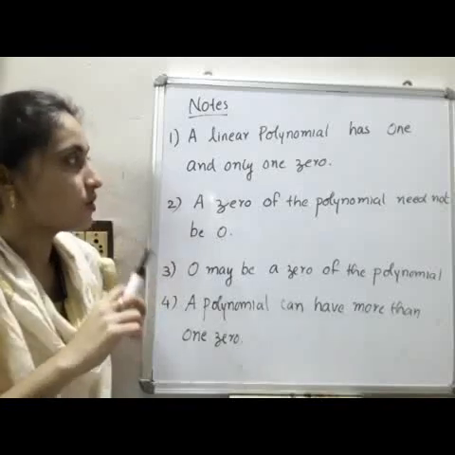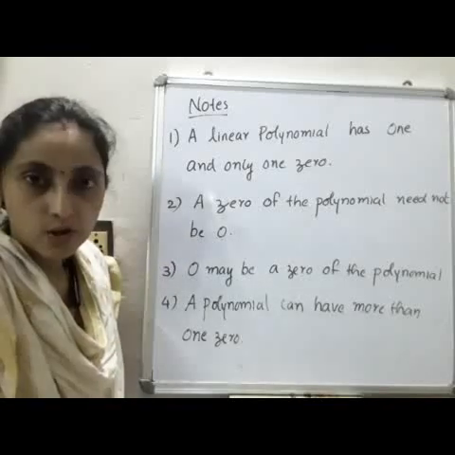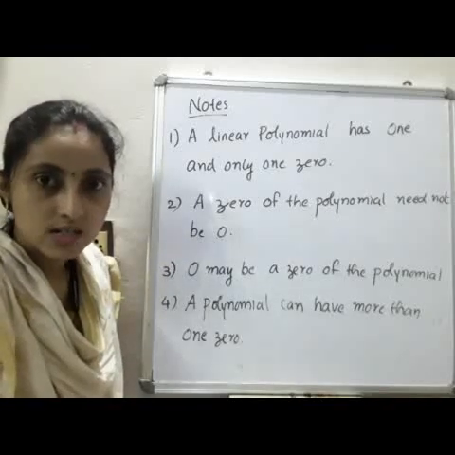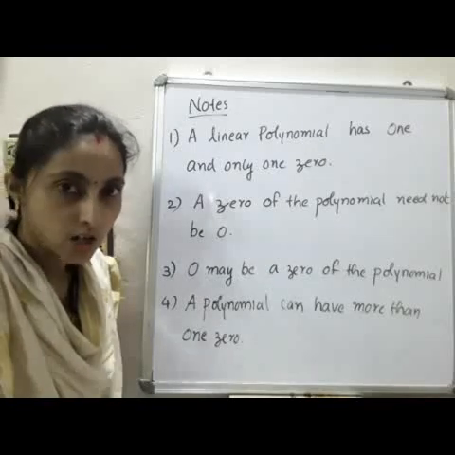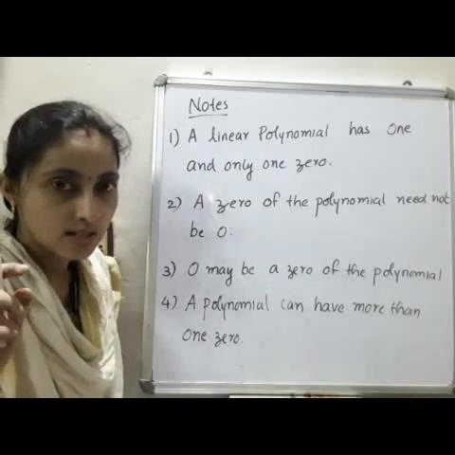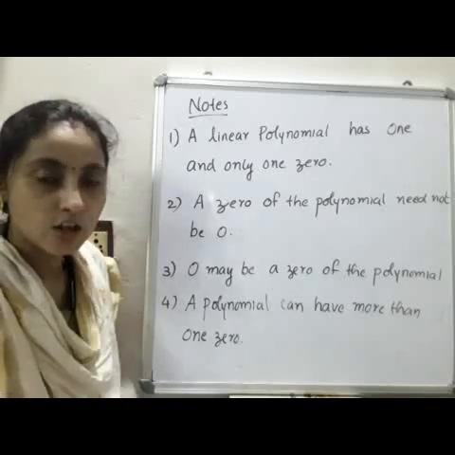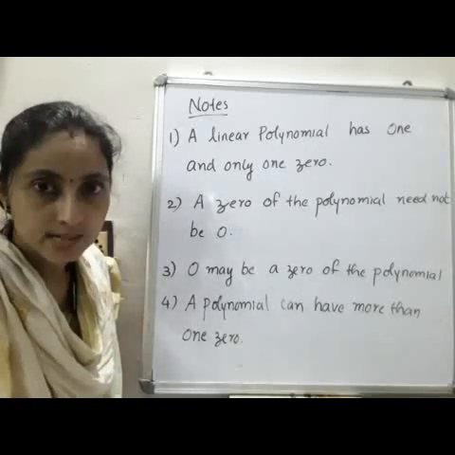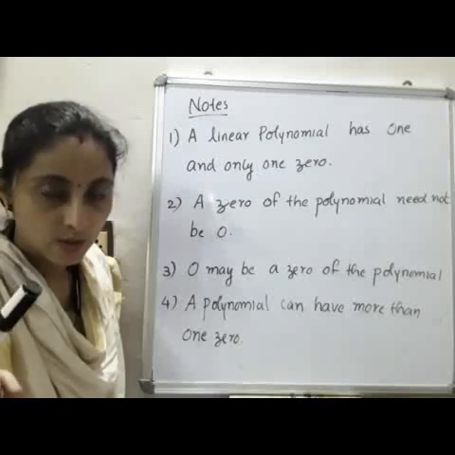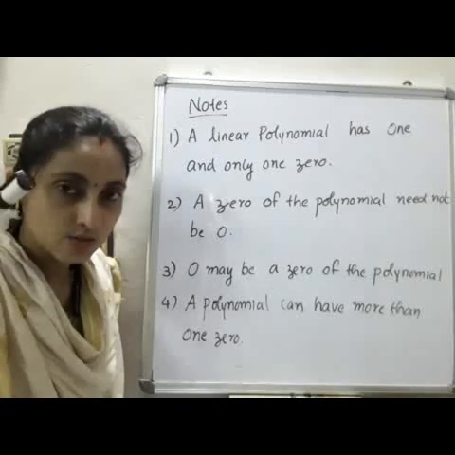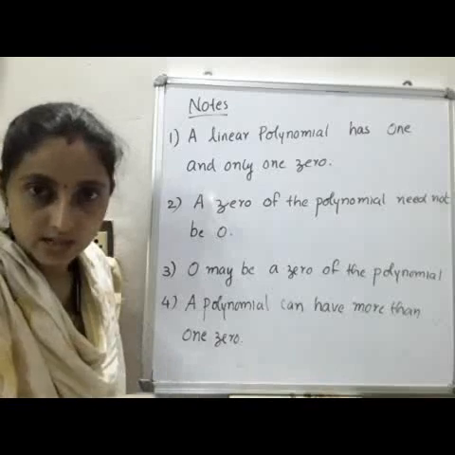Then can you say how many zeros a quadratic polynomial has? The degree of a quadratic polynomial is what? 2. If the degree is 2, how many zeros are there? 2 zeros. Then how many zeros does a cubic polynomial have? 3 zeros. Why? Because the power, or the degree, is 3. So it has 3 zeros.